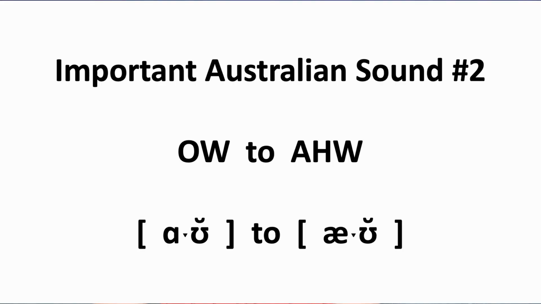Well done. Next. Important Australian sound number 2, ow to ow. Very broad Australian speakers will widen their ow diphthong. The ow diphthong usually starts with ah, as in spa, but what Australians do is they start it with cat instead. So from ah, you're just going to close in the jaw ever so slightly and widen the corners of the mouth, going from ow to ow. Ow, ow.